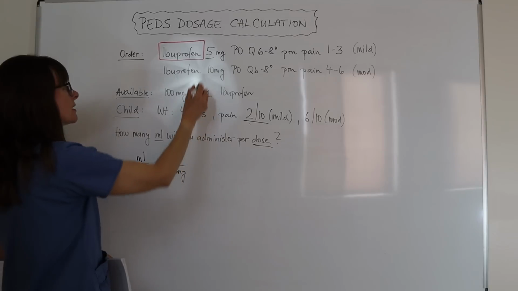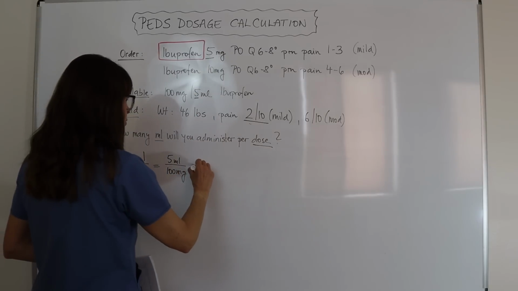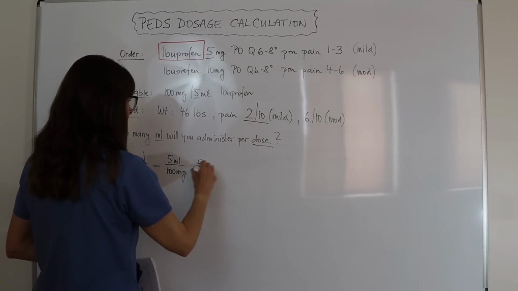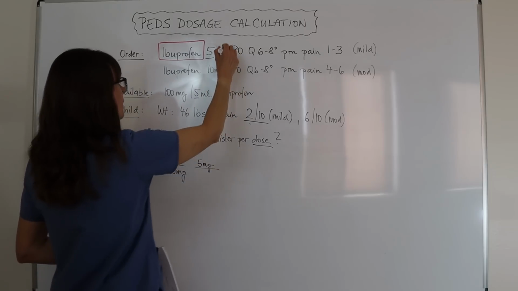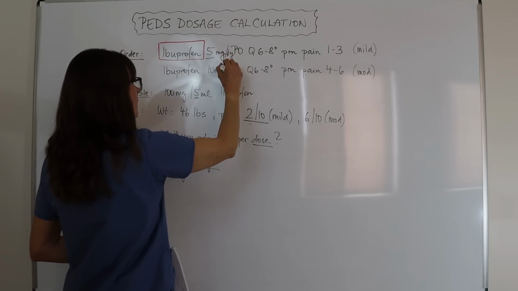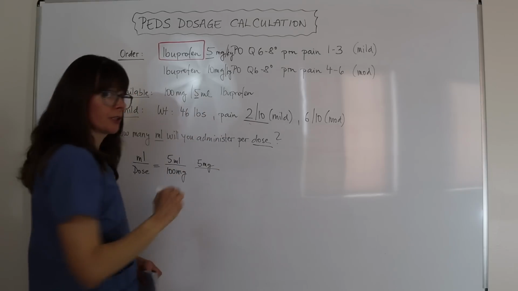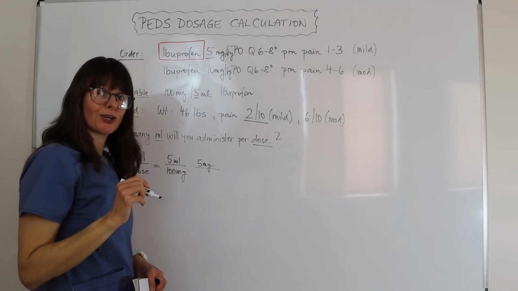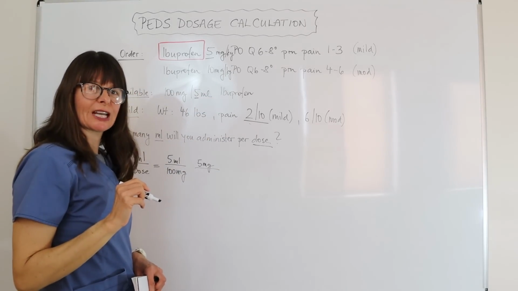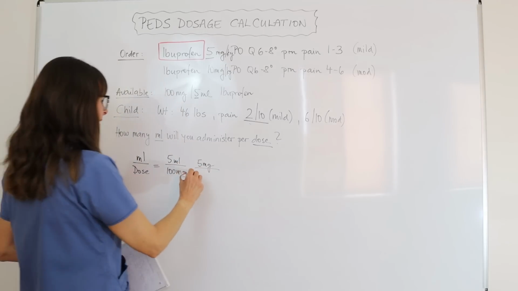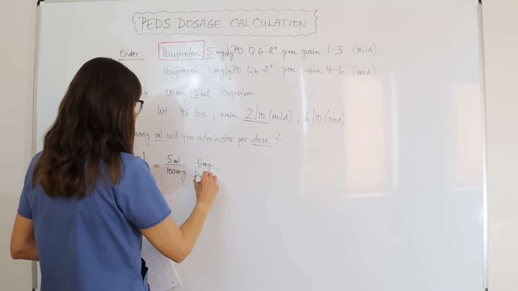Next, I'll go ahead and see what my order was, which was the 5 milligrams per kilo. Your doctor didn't pay particular attention, so you have to make a phone call and clarify that. So 5 milligrams per kilo per dose.